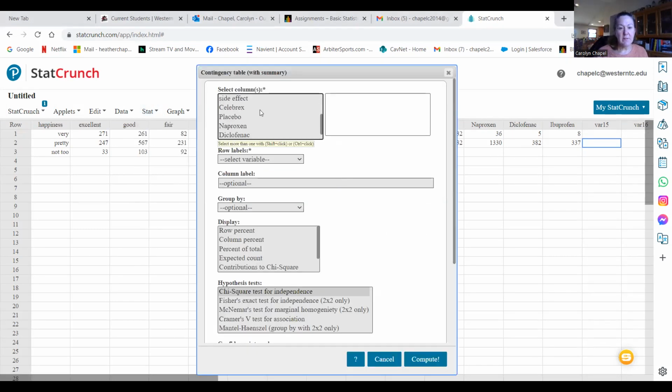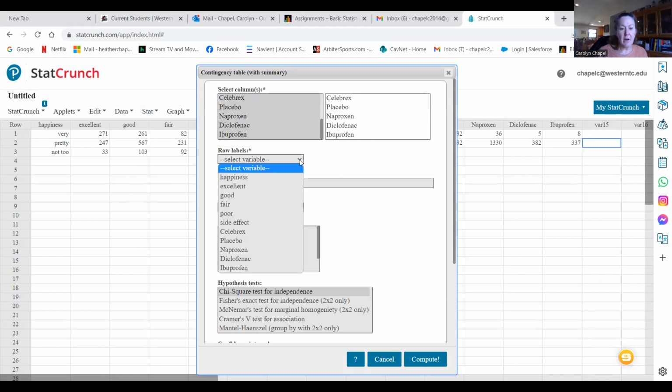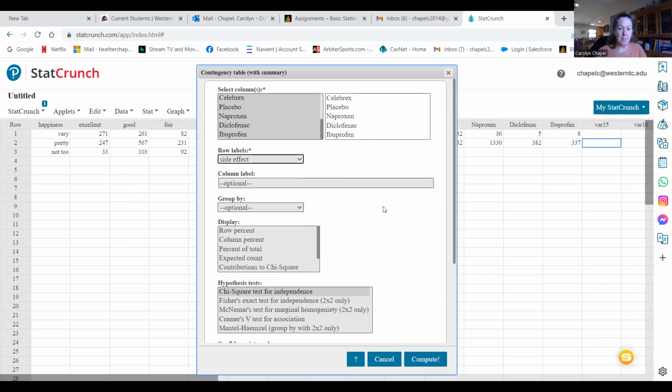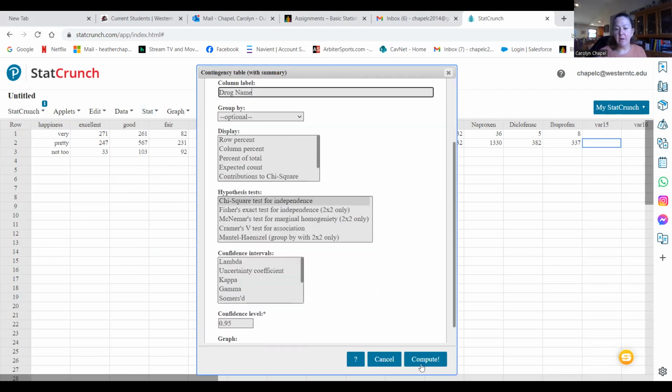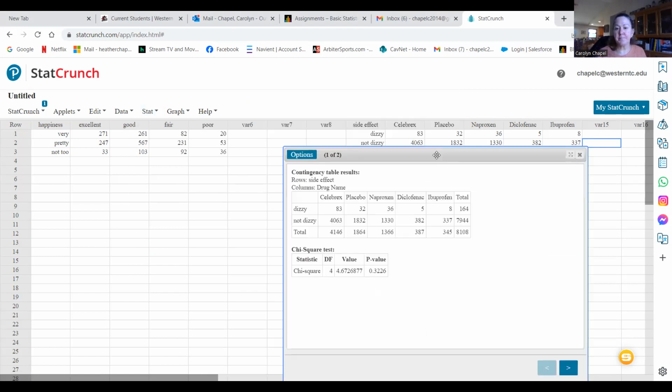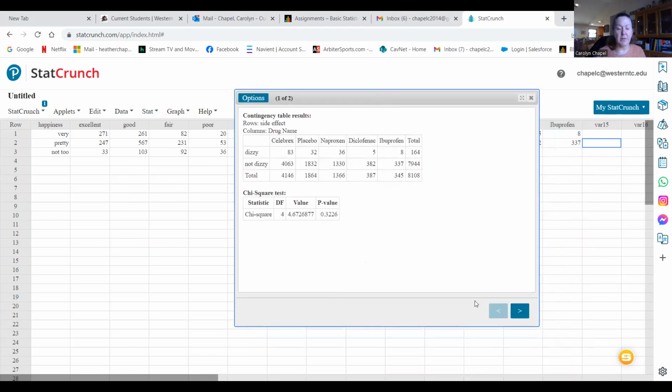Okay, and we did this one in the last one. So here we have our Celebrex, placebo, all the way down to ibuprofen. So our 1, 2, 3, 4, 5 different drugs. Our row labels are in the side effect. Okay, my column label, I'm going to label it as drug name. Okay, and I am ready to compute. Oh, and I put the graph on here. Not that we needed the graph, but all right.